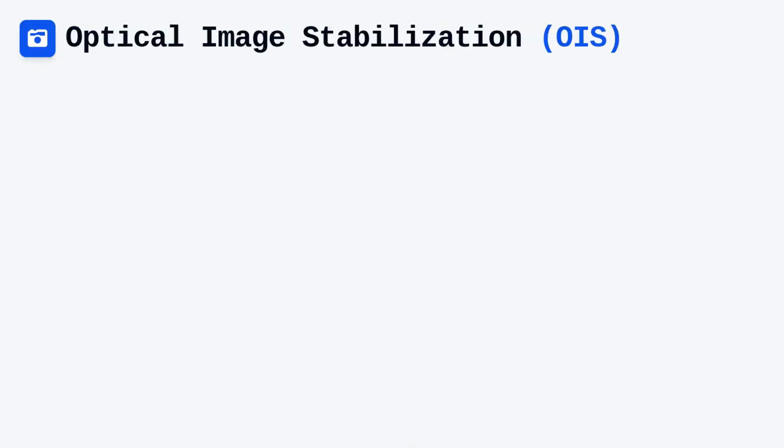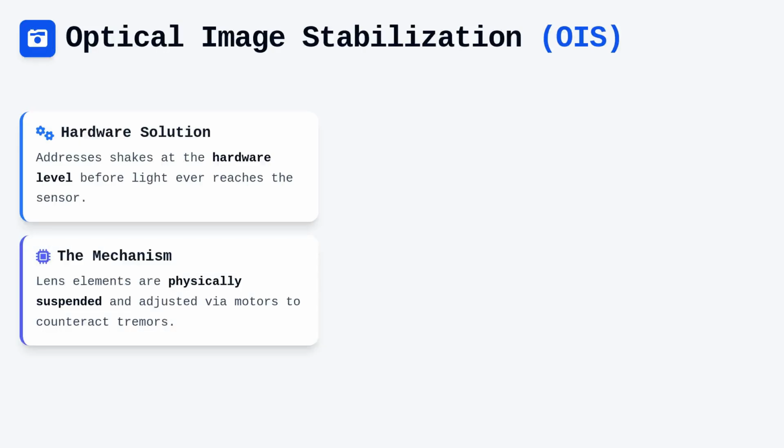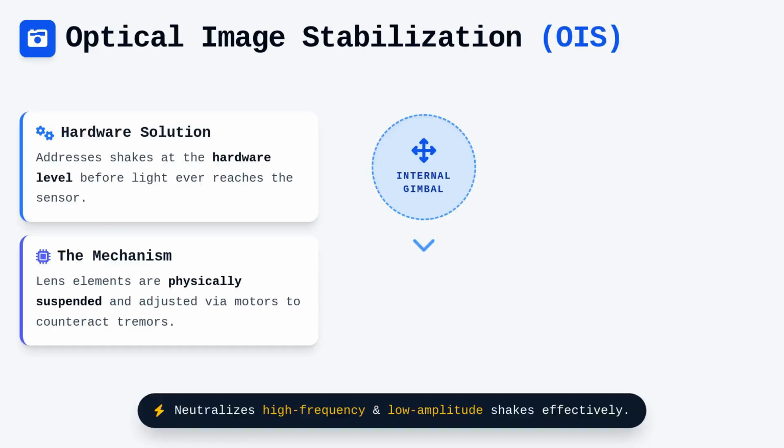Optical image stabilization, or OIS, tackles this challenge by addressing the problem at the hardware level before the light even hits the sensor. In an OIS-capable camera, the lens element is physically suspended and adjusted by motors or actuators that counteract external tremors. Think of it as a gimbal mechanism built into the optical assembly, which is incredibly effective at neutralizing high-frequency, low-amplitude shakes.